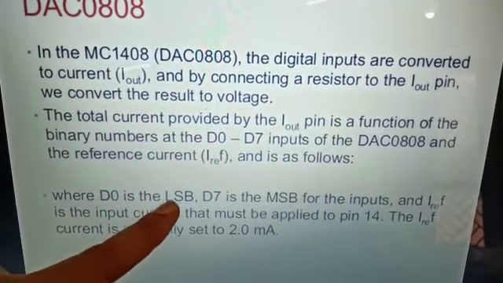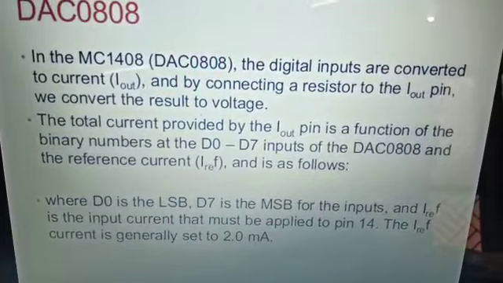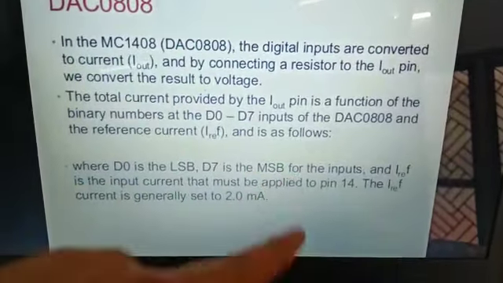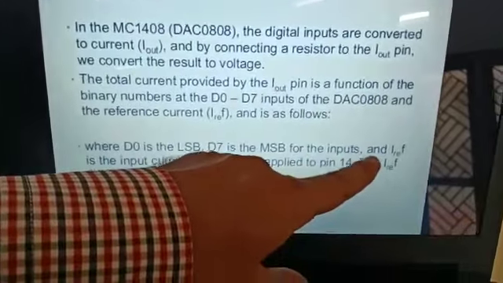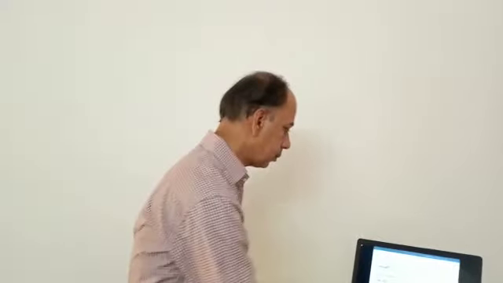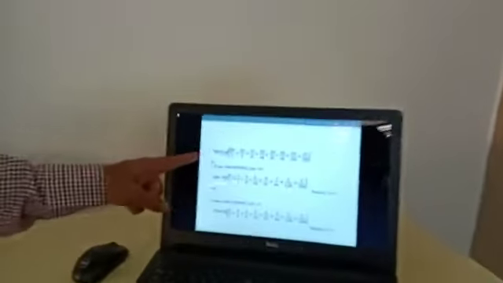Now the DAC 0808 and the reference current I ref. Here D0 is the LSB, least significant bit, and D7 is the MSB, most significant bit, for the input, and I reference is the input current and must be applied to pin number 14 of this 0808 IC. So now if you take the formula, this is the actual formula to convert from digital to analog output. Now what is the expression? V0 is equal to V reference.